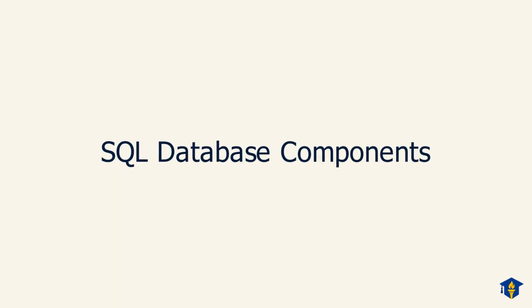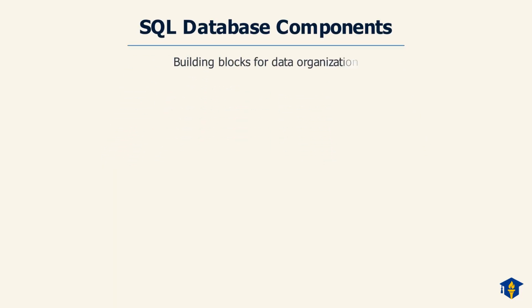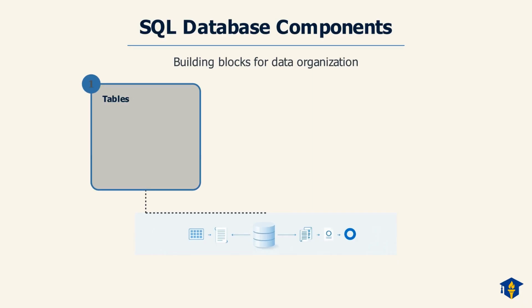Today, we will explore the essential components that form an SQL database. Understanding these building blocks is key to effective data organization and management. First, we have tables, which are the fundamental components of any database. Tables are indeed the core components of every relational database system. They consist of rows representing records and columns, which are attributes. Importantly, each individual row within a table represents a unique record.